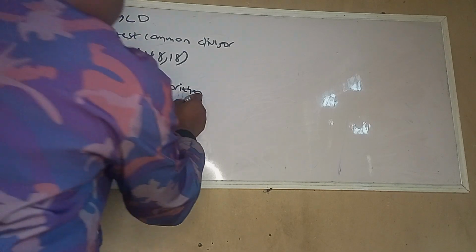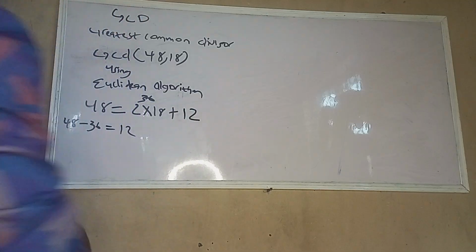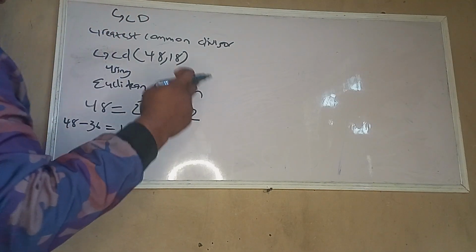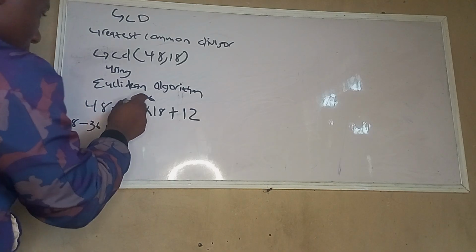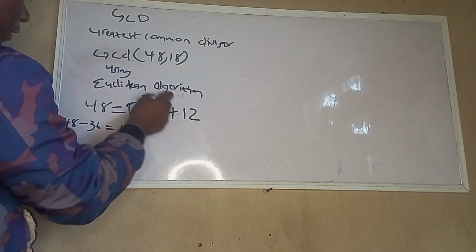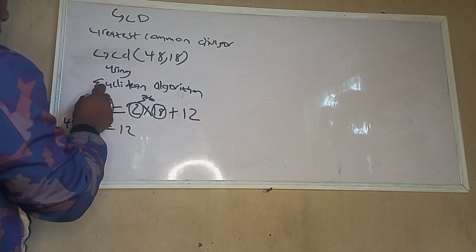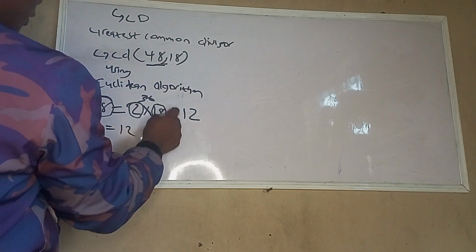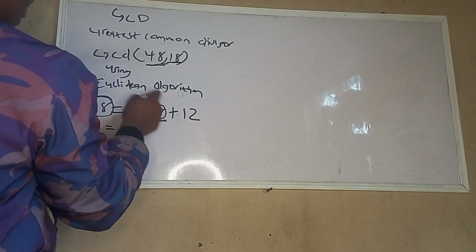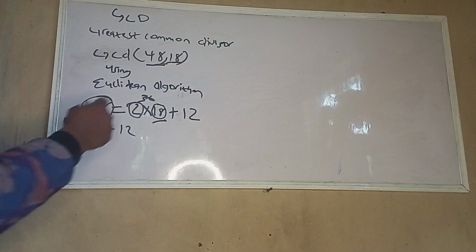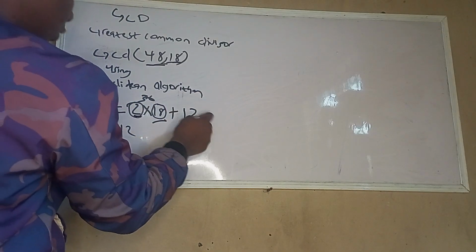So now put the remainder 12 here. This is the number you divide, this is the number that divides it. This is the 48, this is the 18. How many 18 can I get in 48? It is 2. The remainder is 12.